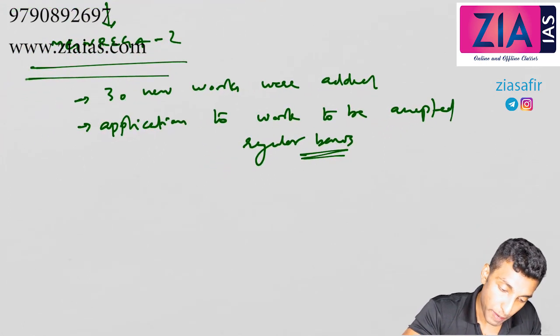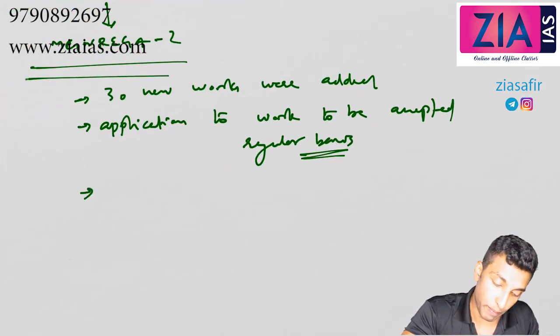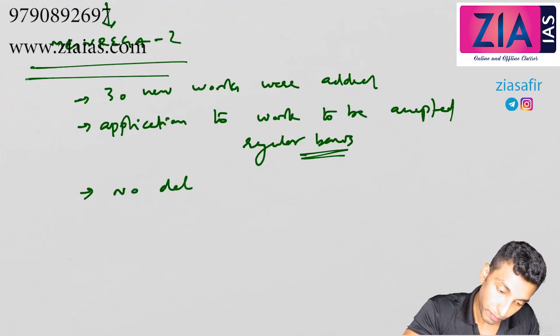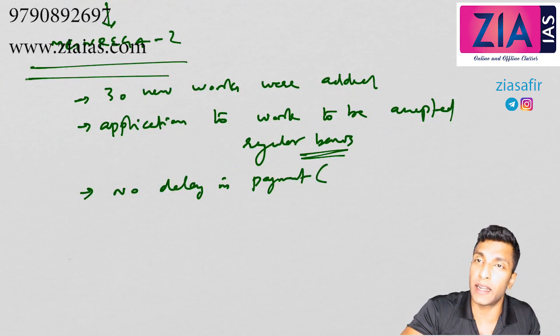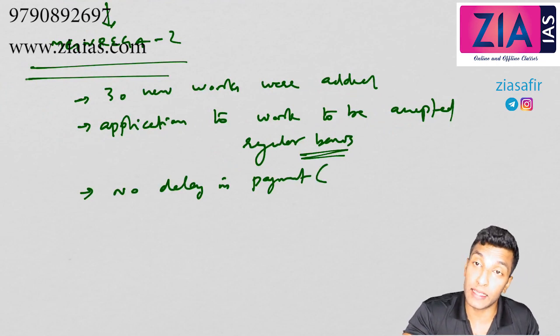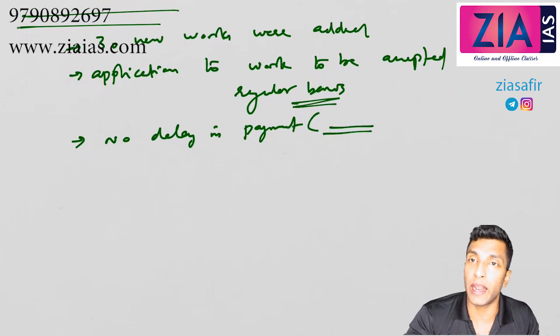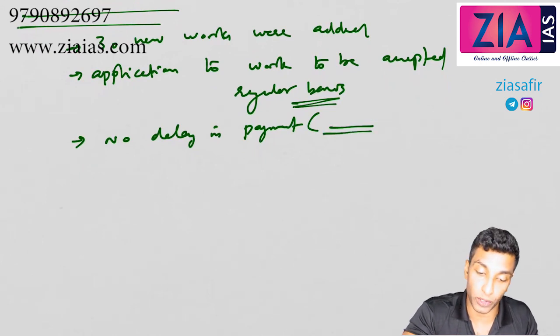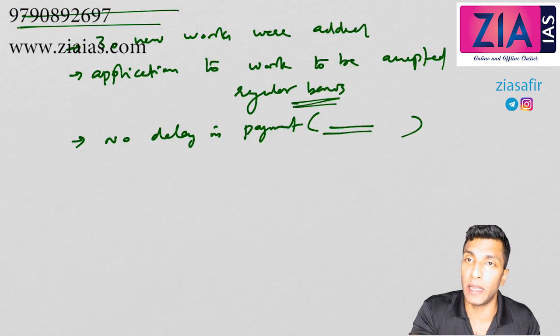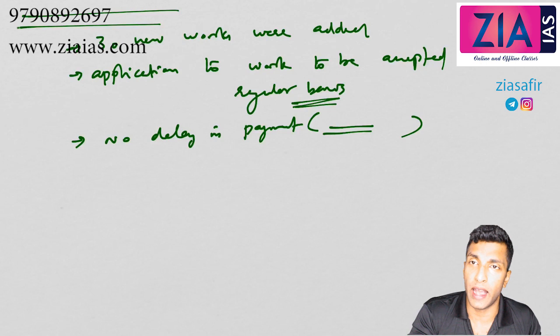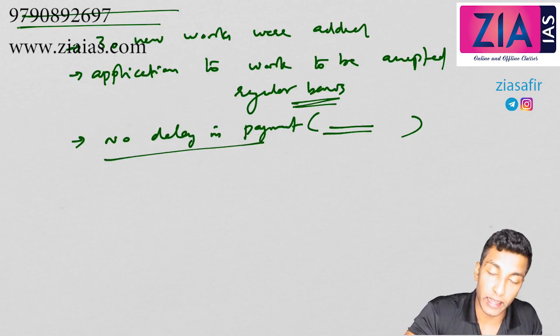Now, no delay in payment. I've told you there was a problem of delay in payment. Here if there is a delay above 15 days, that is also considered as an offense, and there will be punishment for that offense. You also need to pay interest upon that delay. So delay beyond 15 days is a punishable offense, and interest also needs to be paid upon the delay.